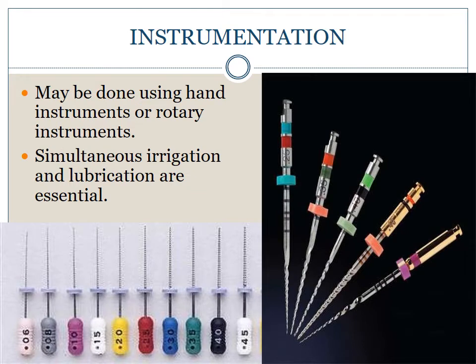Instrumentation. Instrumentation can be done by either hand instruments or rotary instruments. It is after determining the correct length of the canal files to be used, the shaping of the canal is carried out to widen the canal so that the infected pulp tissue can be removed, and also irrigating solutions can be injected into the canal.